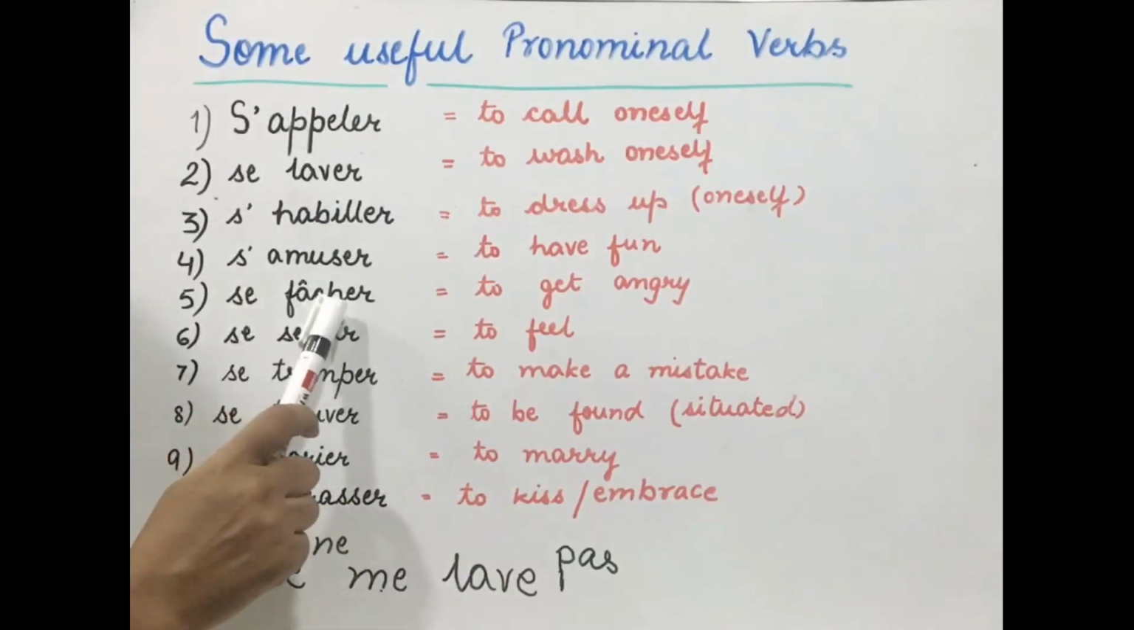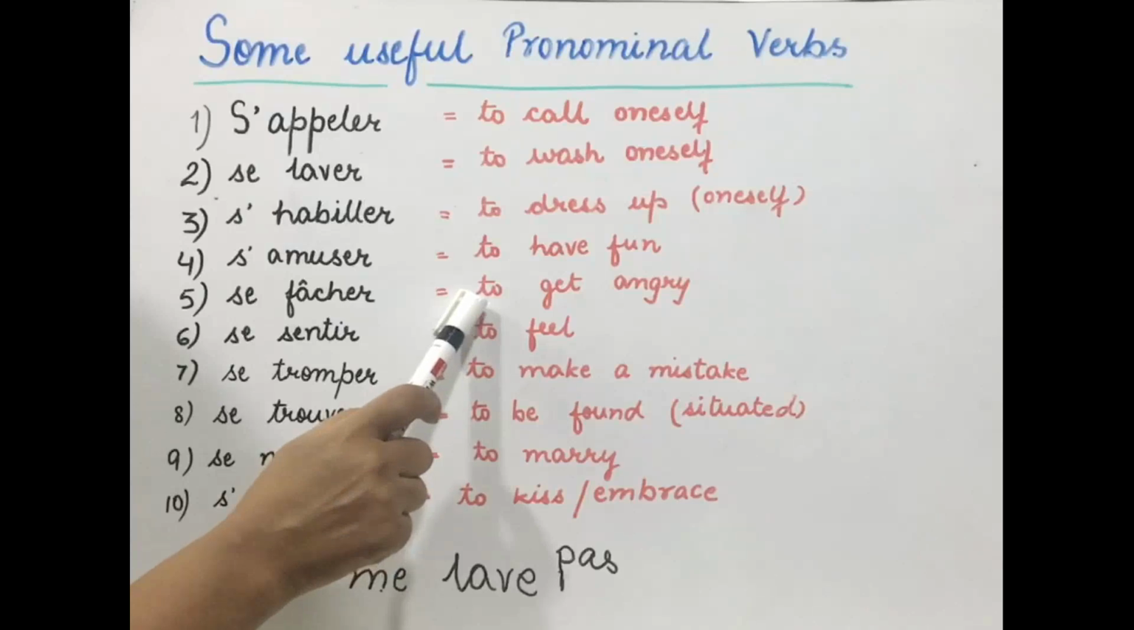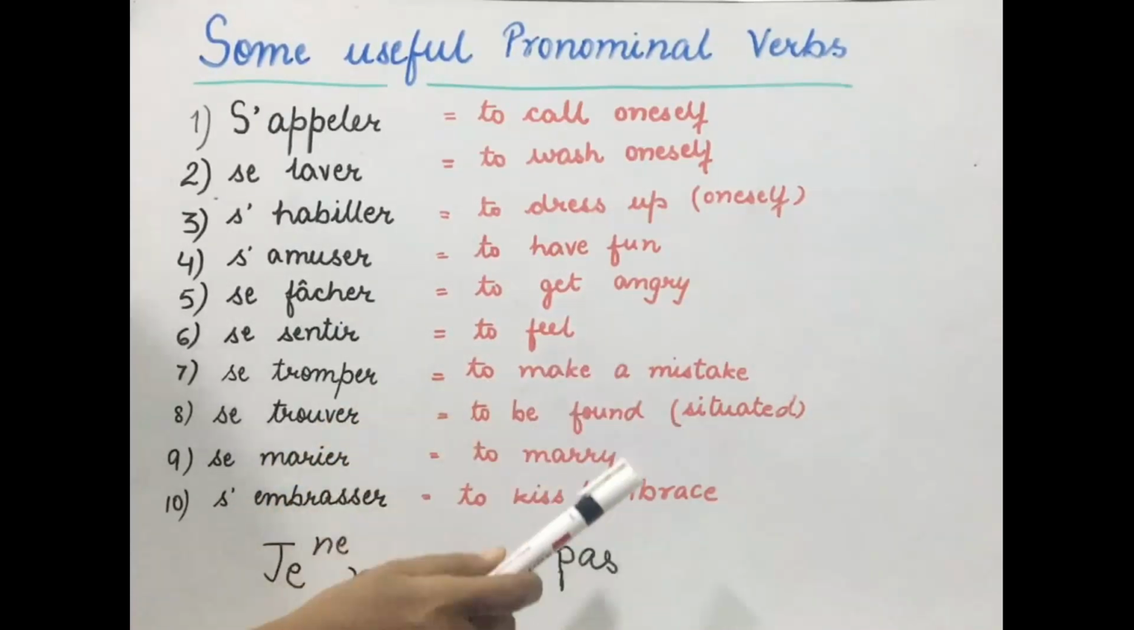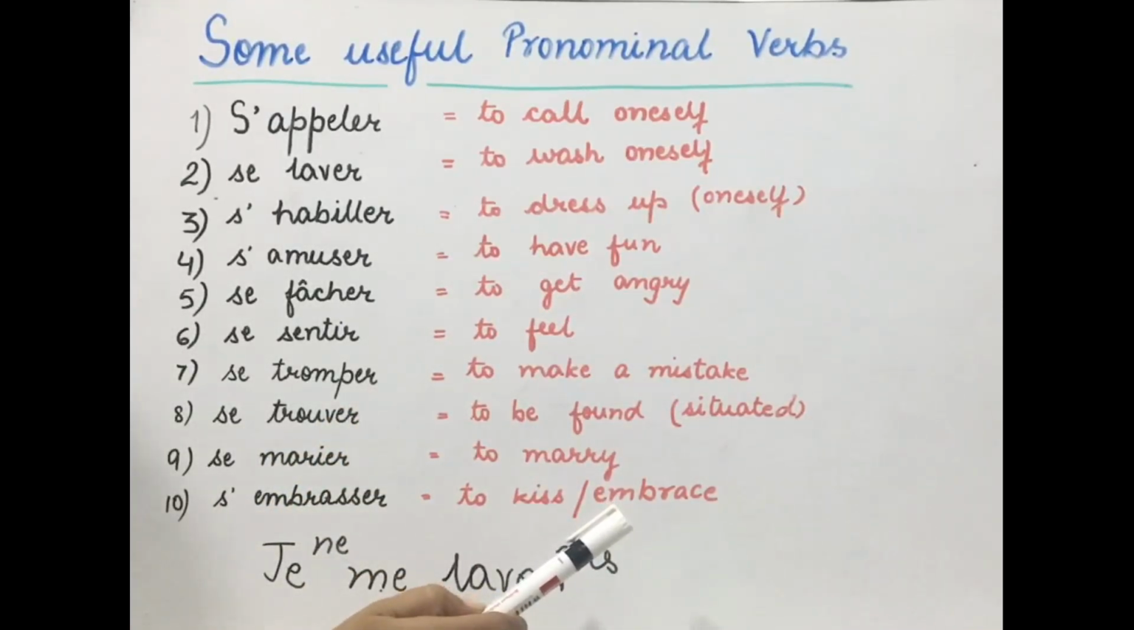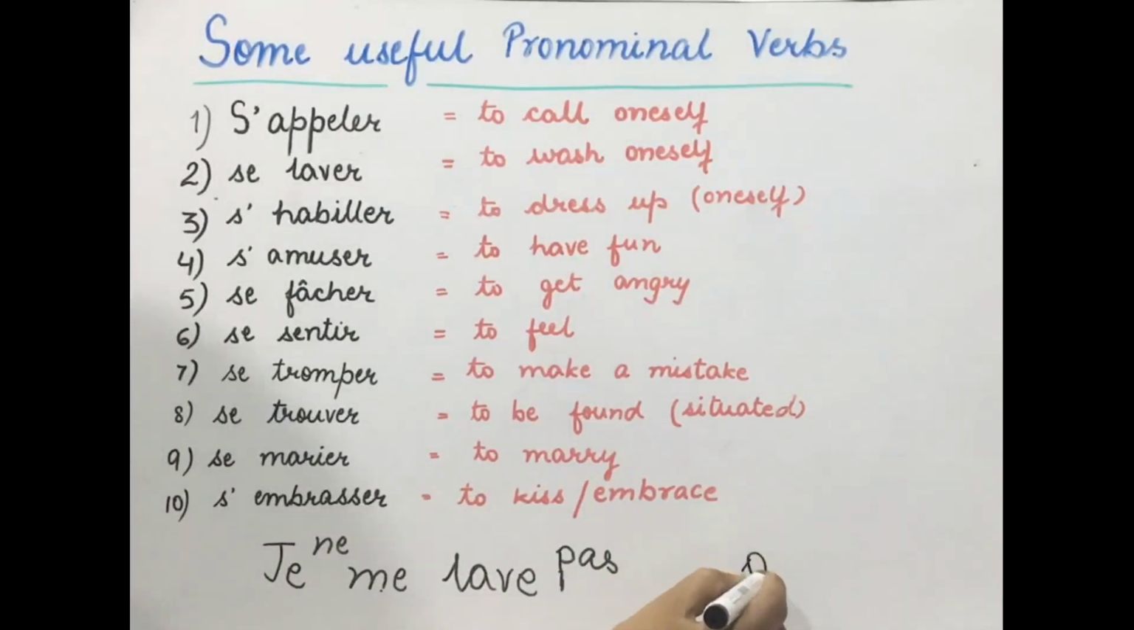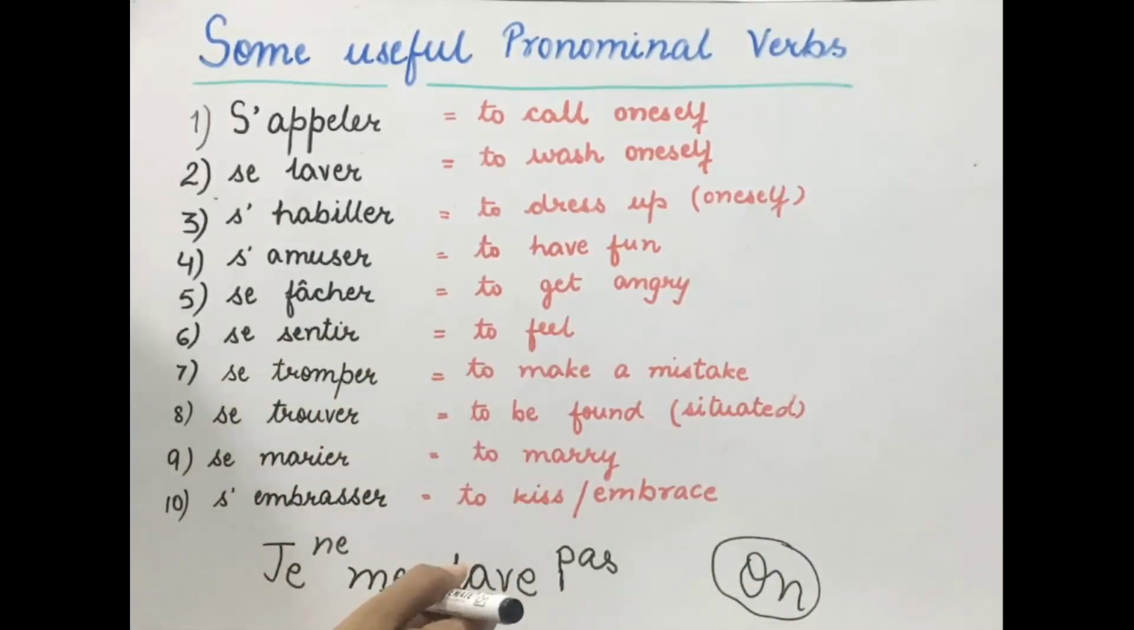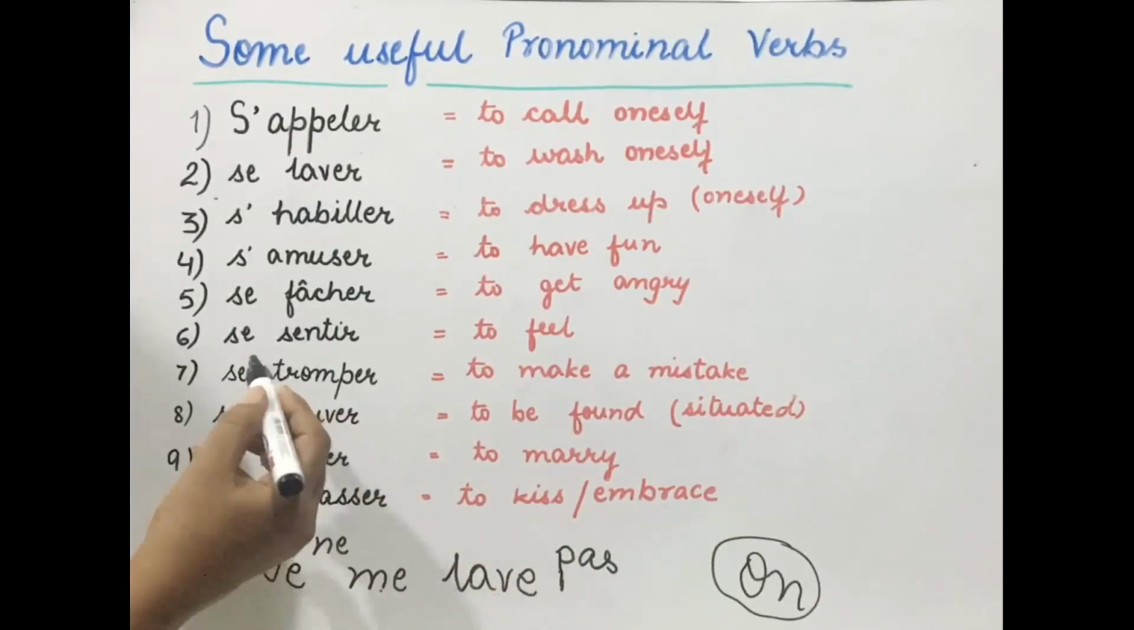Then another verb is se fâcher. Se fâcher is to get angry. Okay. So do you people get angry? Everybody gets angry at times. So you can use the subject pronoun on here, which I told you in the lesson, and you can say on se fâche quelquefois. We get angry sometimes. On se fâche quelquefois. Okay.